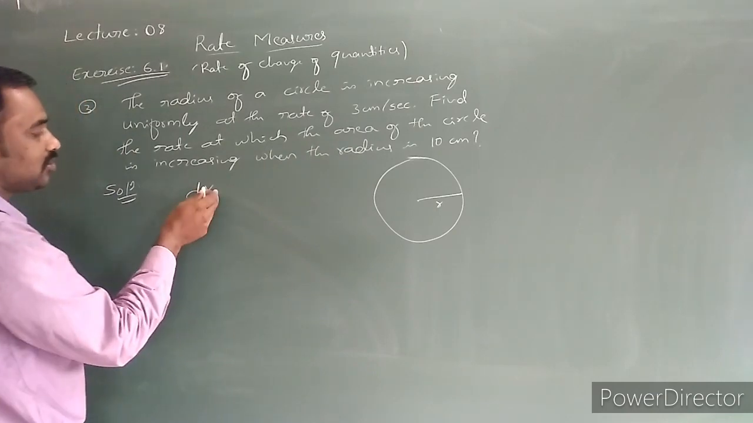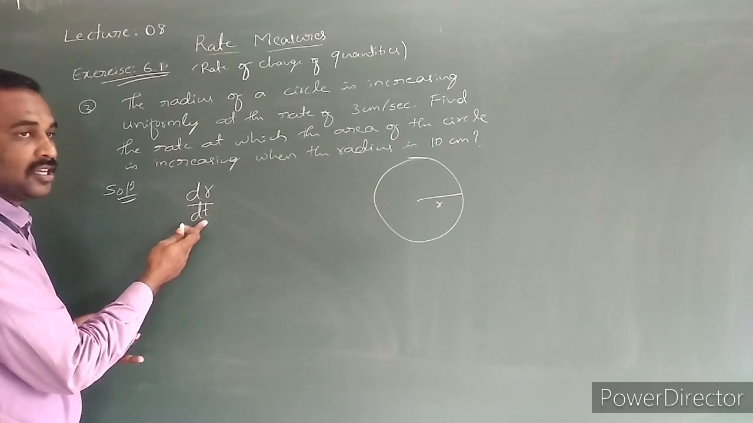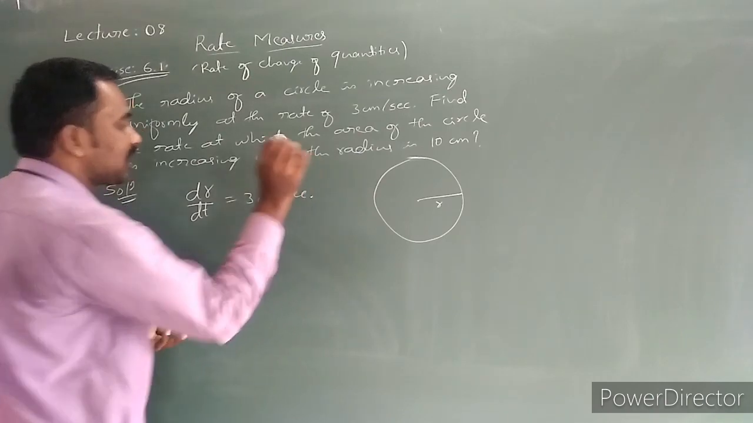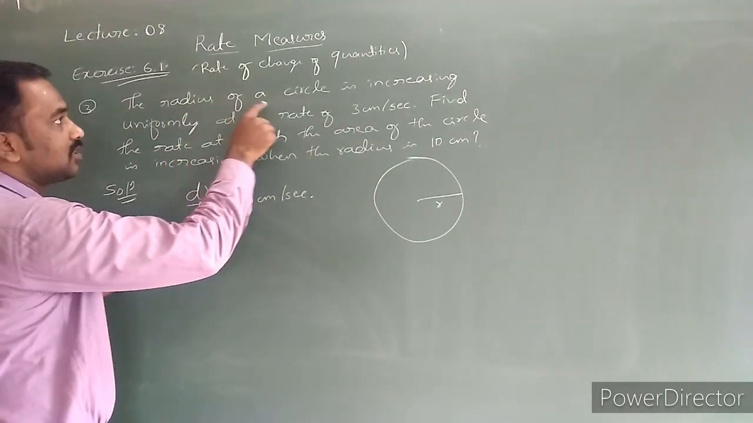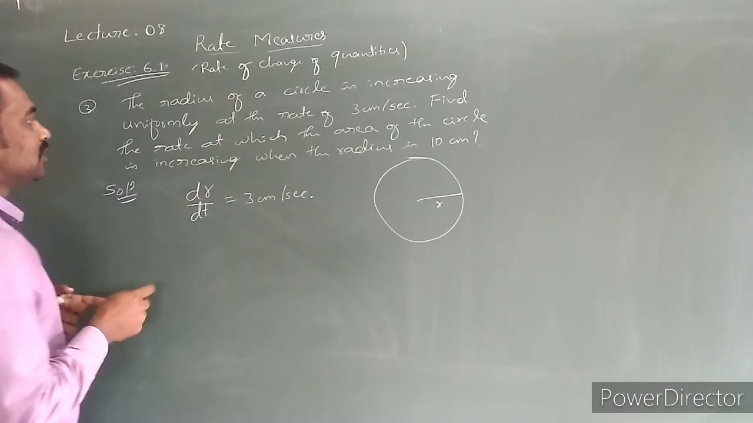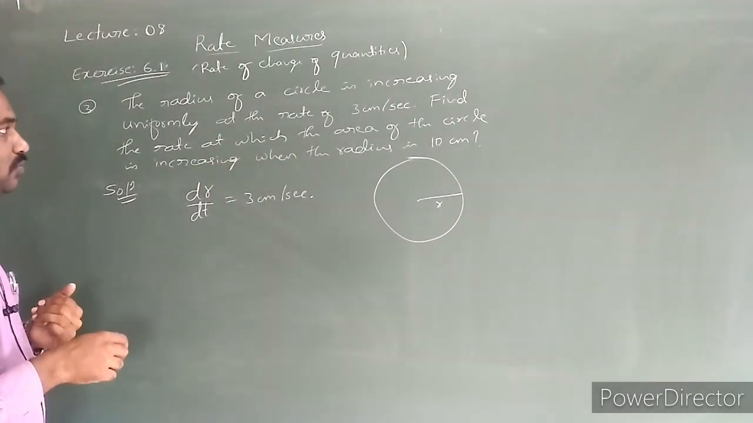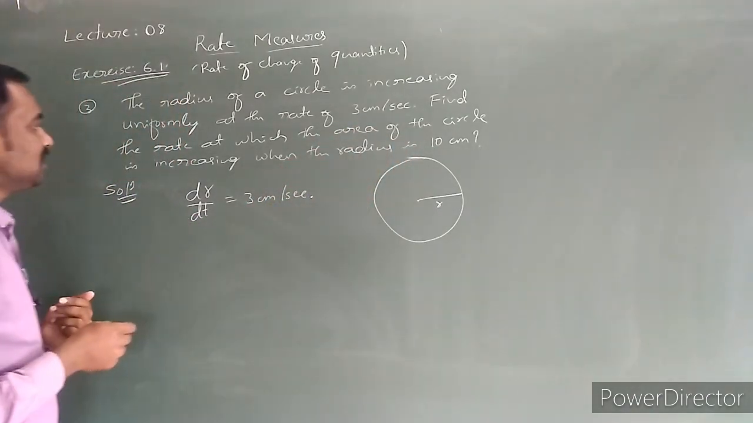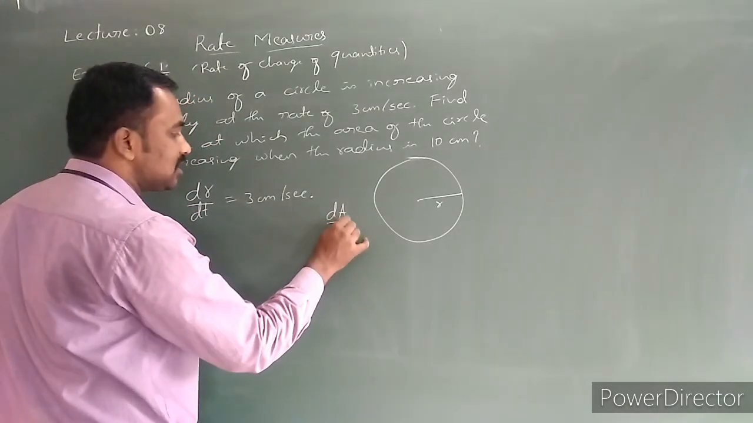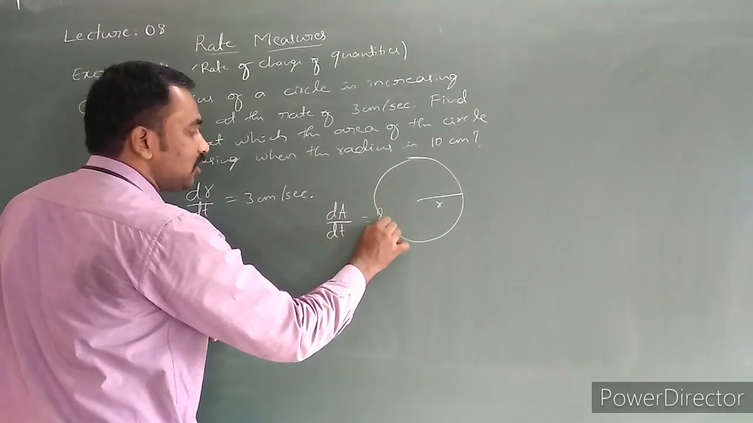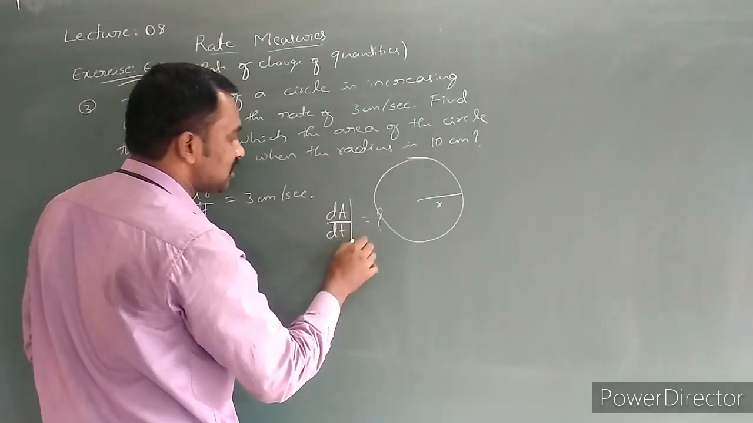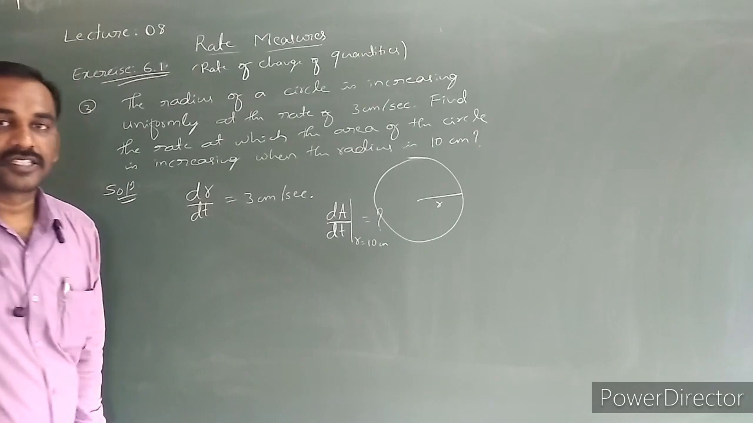So the rate of change of the radius is dr by dt. I am taking it with respect to time because of this unit. This value is 3 cm per second. Increasing or changing, none of the same. Then we need to find the rate at which the area of the circle is increasing. Obviously, we need to take dA by dt, when the radius is 10 cm.